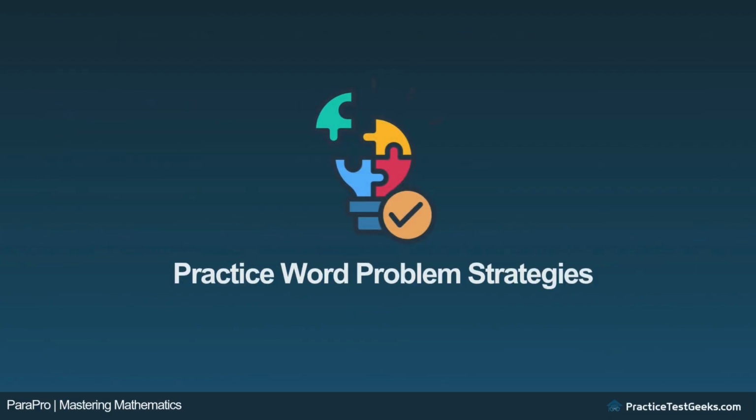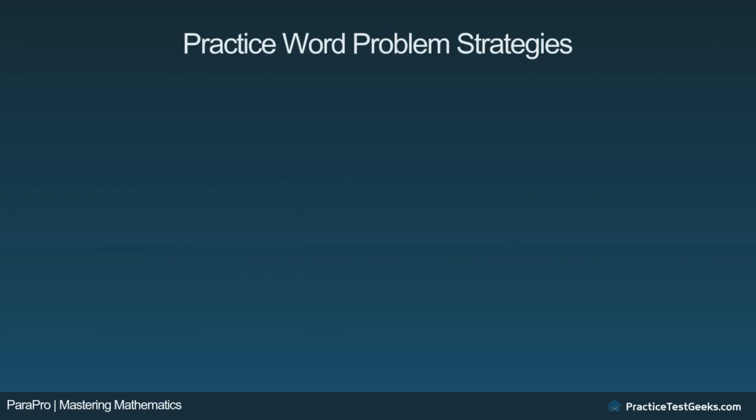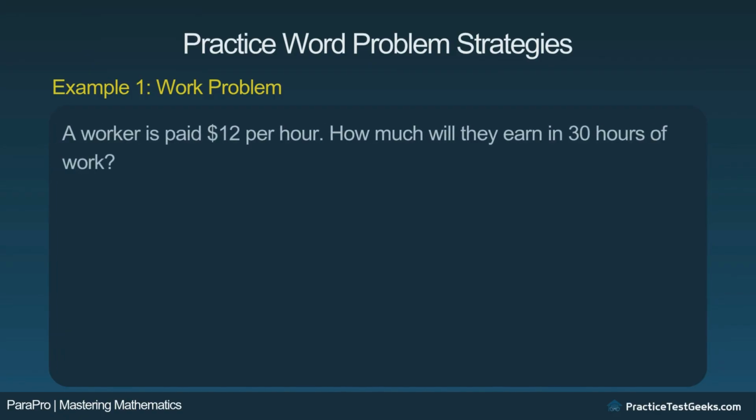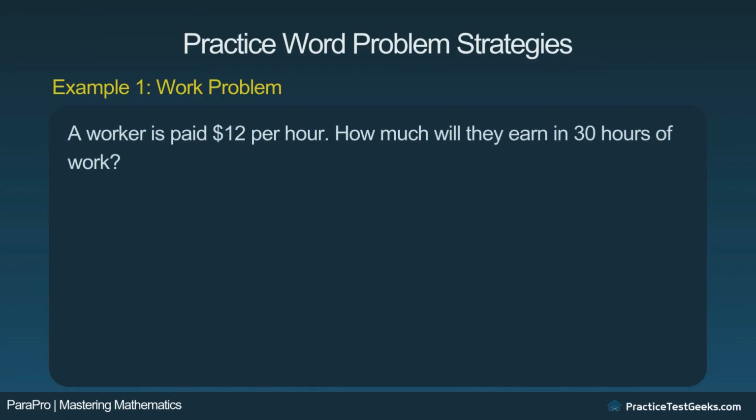Practice word problem strategies. Let's go over some additional examples to apply the skills we've learned in solving word problems. Example 1. Work problem. A worker is paid $12 per hour. How much will they earn in 30 hours of work?